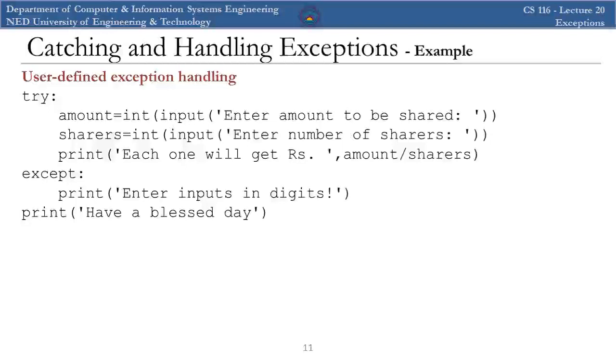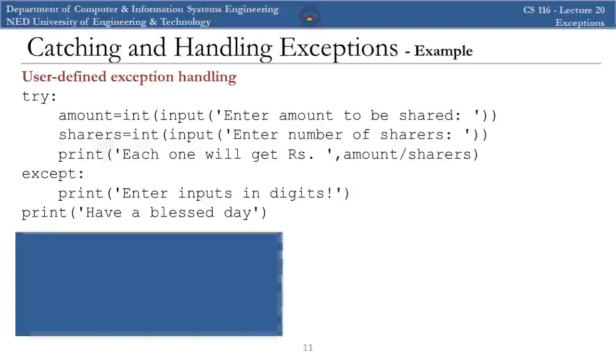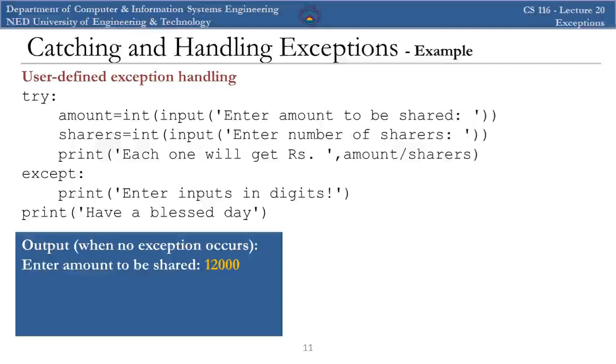Let's see two instances of output, one when an exception occurs and the other when no exception occurs. So the first one is the case when no exception occurs. Okay, we were asked to enter a value and we entered a valid value. We entered a valid value for the second input as well. So that means the exception did not occur, and there will be no issue. So the amount will be divided by sharers and the output will be printed, and that's the output, right? So this is the case when the exception doesn't occur.